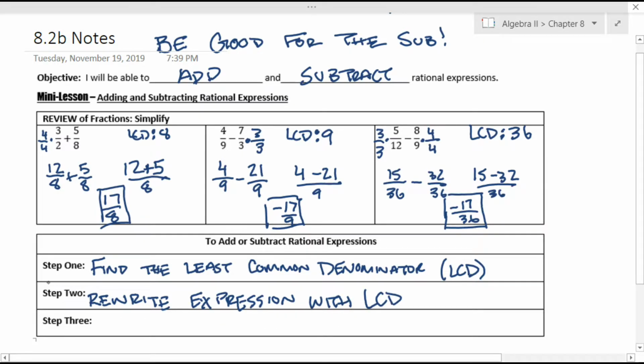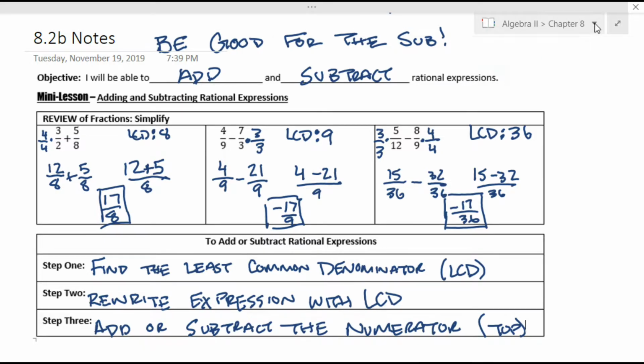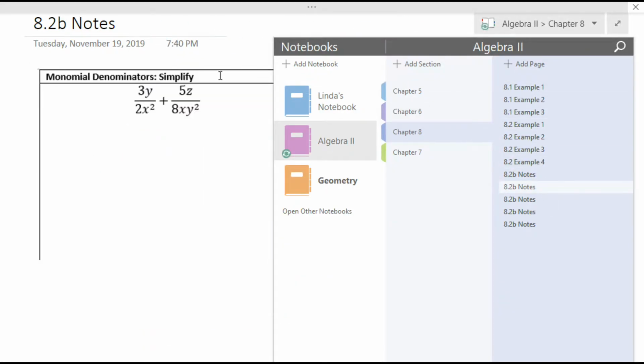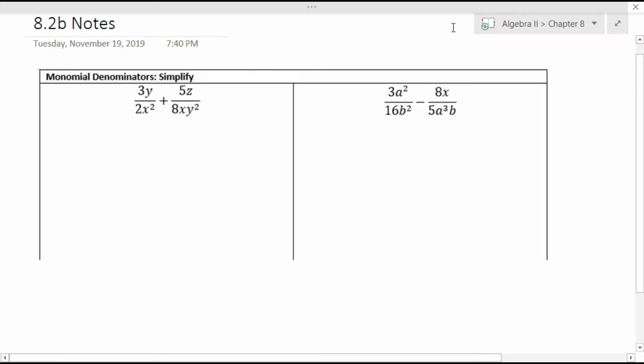And then add or subtract the numerator, and the numerator is the top of the fraction. All right, page 2, or not for you, but for me. So we're going to follow those 3 rules.